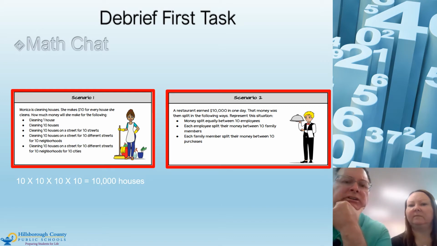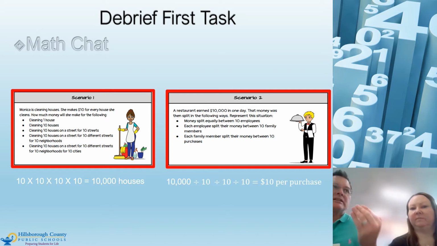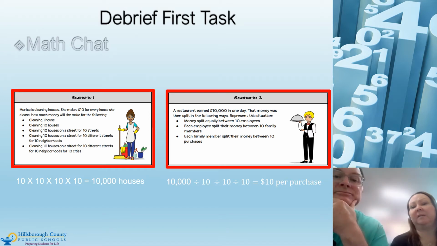Oh, so then, but I have a different equation. How does that connect with what you said? Well, dividing by 10 three times is the same thing as dividing by 1,000. Oh, so you're thinking about it as, if I have 10 times 10 times 10, it's 1,000, but in this context, I'm dividing, so it's 10,000 divided by 1,000, and so each person spent $10. So $10 is 1,000 times less than 10,000. Oh, so that multiplicative comparison, I see.